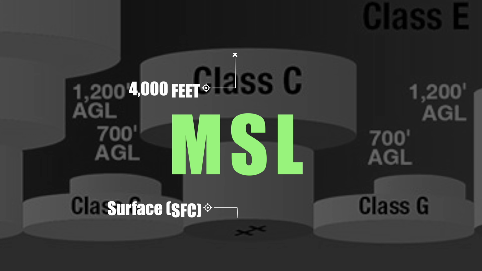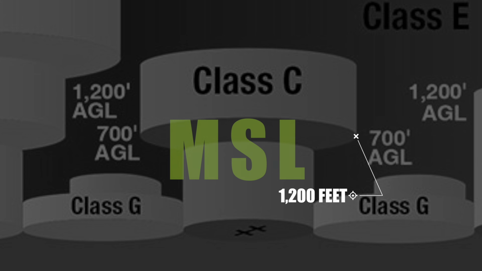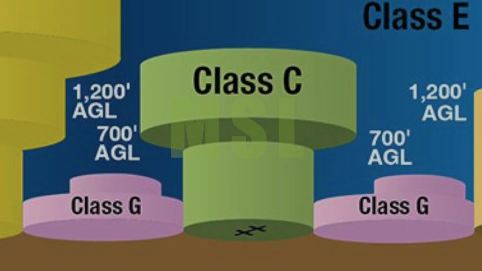Now, think about that second layer of that upside down wedding cake. The vertical limits of that second layer will typically have a floor that begins at 1,200 feet MSL and then go up to 4,000 feet MSL. So you see that both layers will stop at 4,000 feet MSL. And notice how I keep saying MSL again, because Class C airspace is only measured in MSL.